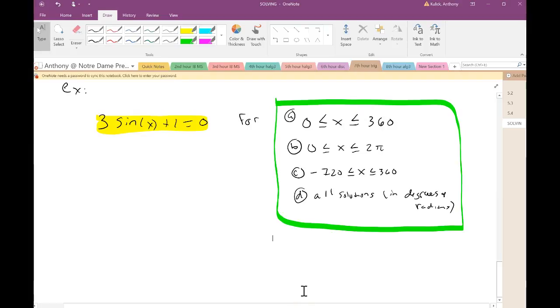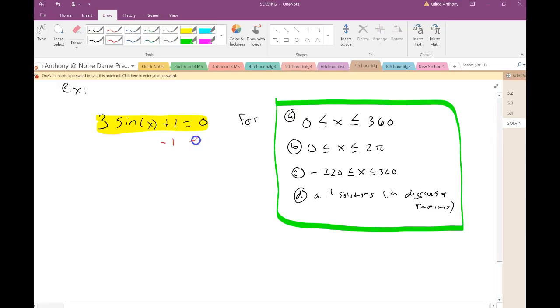So again, we're going to pick up where we left off with solving trigonometric equations. We're going to solve the equation 3 sine x plus 1 equals 0, and we're going to solve that in 4 different ways outlined here. Okay? So regardless of how we want to report our answer, the first step is to try to get the x by itself. Everybody's okay with that plan?